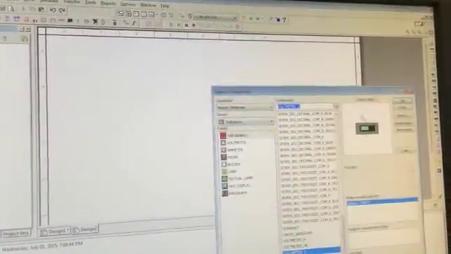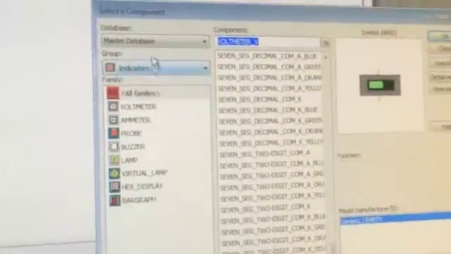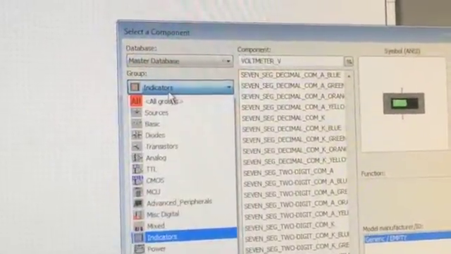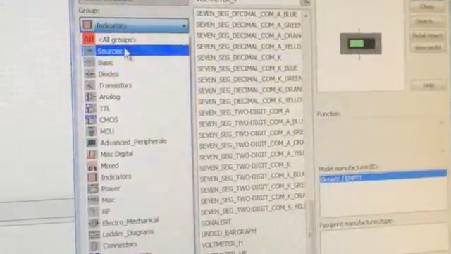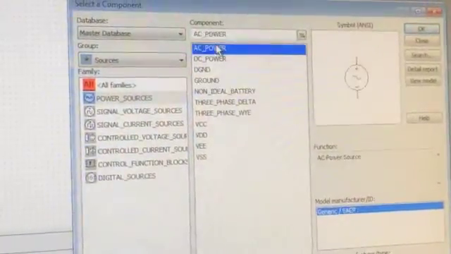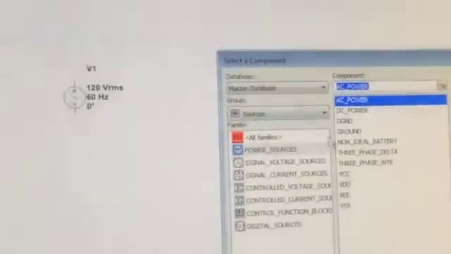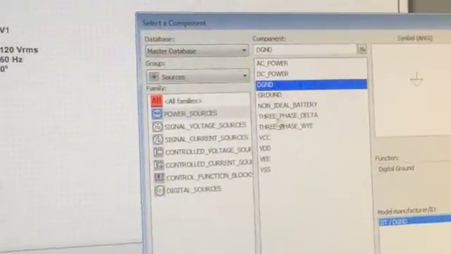Alright, for part one, we're going to go ahead and set up our Multisim circuit, similar to the exercise 6 one, but not identical. First, we're going to select our source. We need an AC power source. We also need a ground.